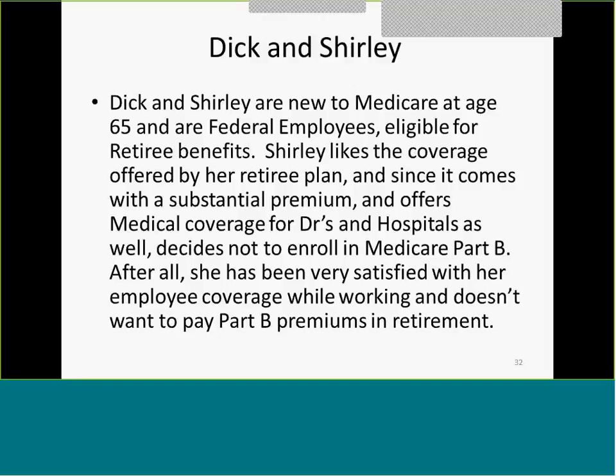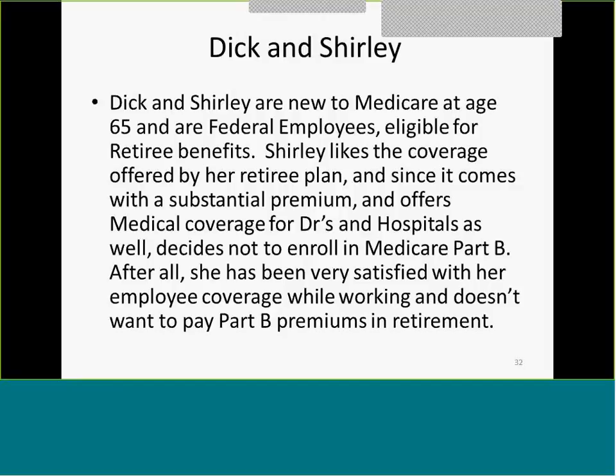Dick and Sharon are new to Medicare at age 65 and are federal employees eligible for retiree benefits. That's the coverage offered by her retiree plan, and since it comes with a substantial premium and offers medical coverage for doctors and hospitals as well, she decides not to enroll in Medicare Part B. After all, she has been very satisfied with her employee coverage while working and doesn't want to pay Part B premiums in retirement. So what's going on here?